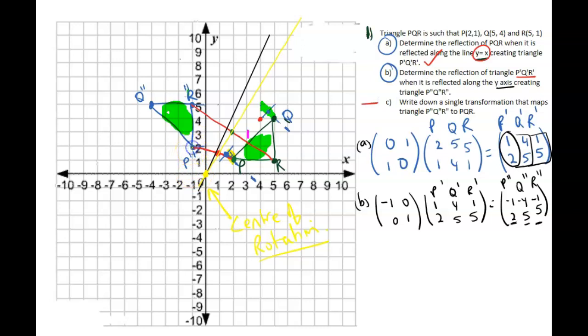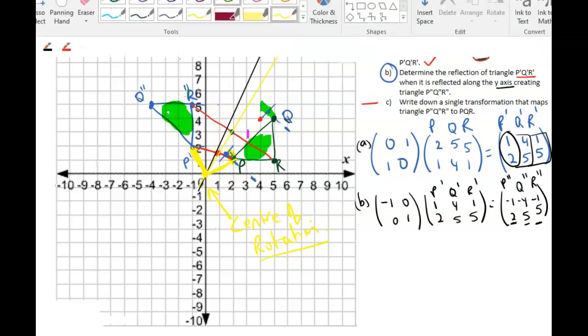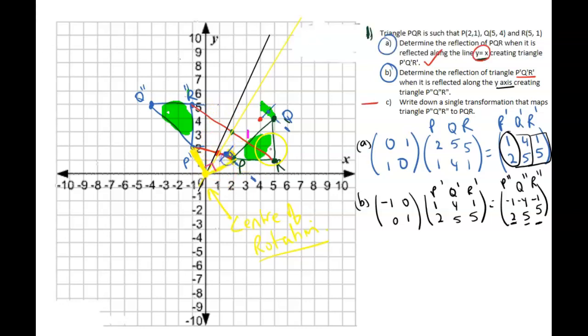Right, now from here, I will connect P double dash to the center of rotation and P to the center of rotation also, and I will measure this angle. This angle here is 90 degrees. So this is actually a rotation of this triangle 90 degrees clockwise to PRQ, or it is an anti-clockwise rotation in this direction of 270 degrees of P double dash, Q double dash, R double dash to triangle PRQ. Now this is the end of my first example.